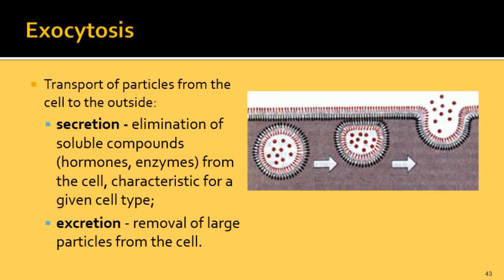If solid particles are removed from a cell, this type of exocytosis is called excretion. An example of excretion is the removal of reticular substances, aggregated organelle residues, from reticulocytes at the end of erythropoiesis.